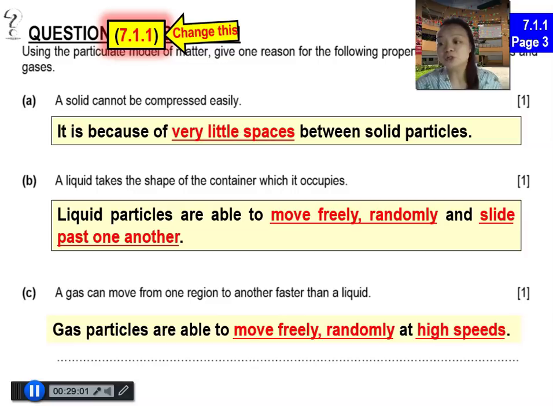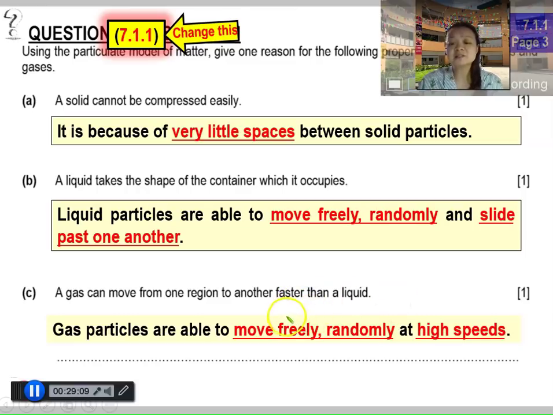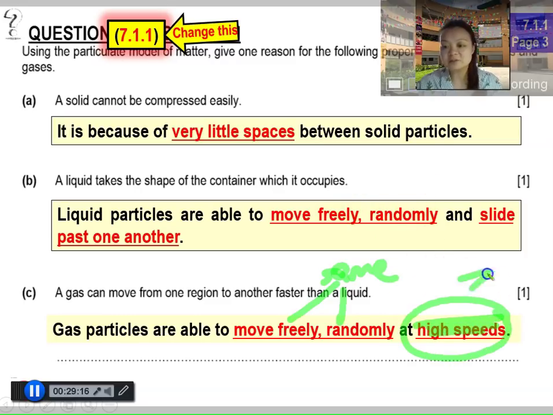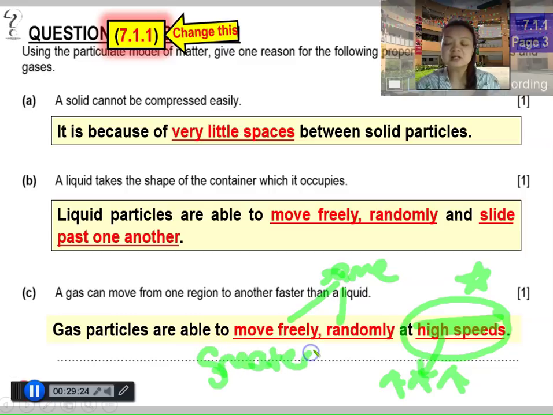So you may want to take this down in your notes. You might take your highlighter or a red pen and note that these two particles are the same. They also move freely and they move randomly. This is the key word. This is the one that is the mark. Because they move at much greater speed than liquid particles, that is why they are able to move from one region to another region faster. So you may want to pause the video here so that you are able to complete your answers and scribble down any notes.